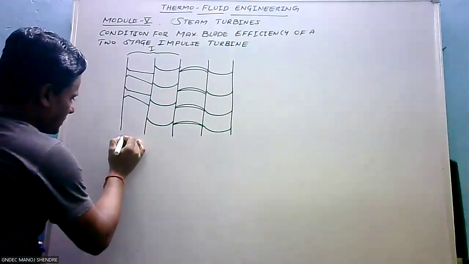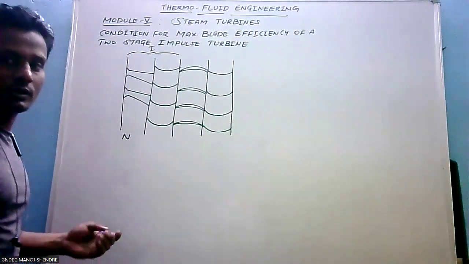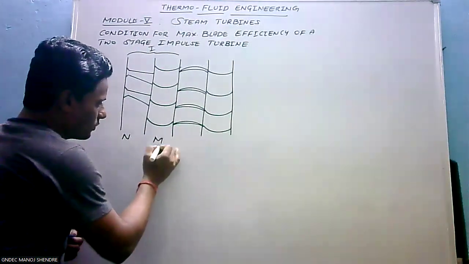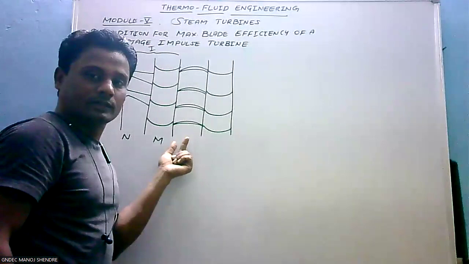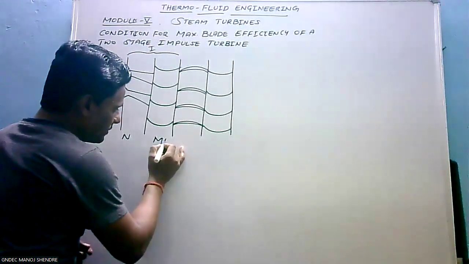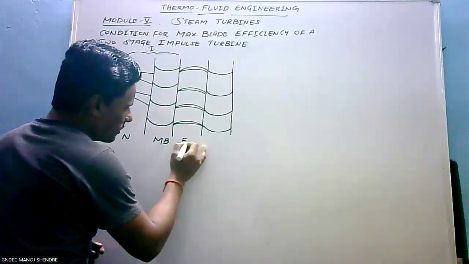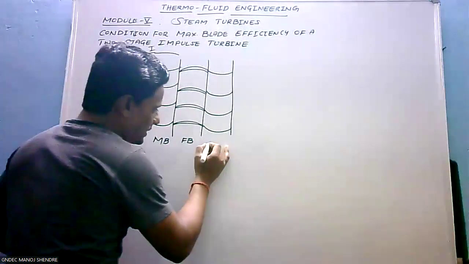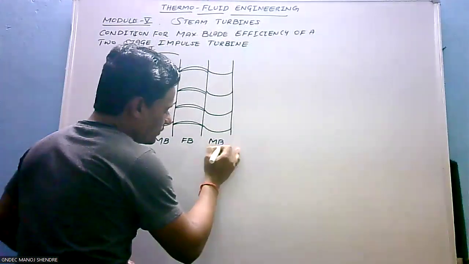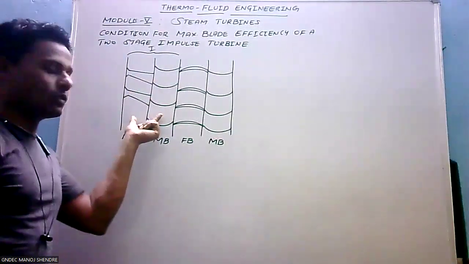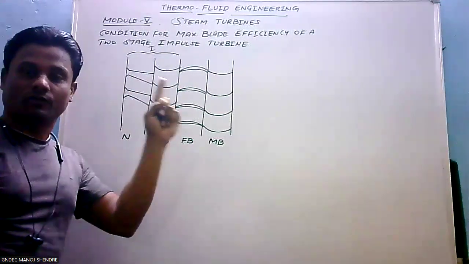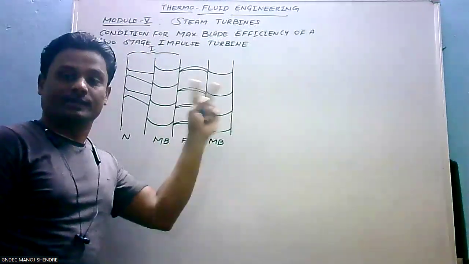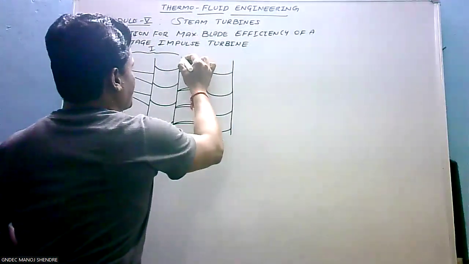So this is the set of nozzles. N stands for nozzle, and this is the row of moving blades. Next, this is a set of fixed blades. Let me use MB for moving blade and FB for fixed blade. And the last set is moving blades again. So the first two rows together constitute the first stage, and the second two rows constitute the second stage. So this is stage number 2.